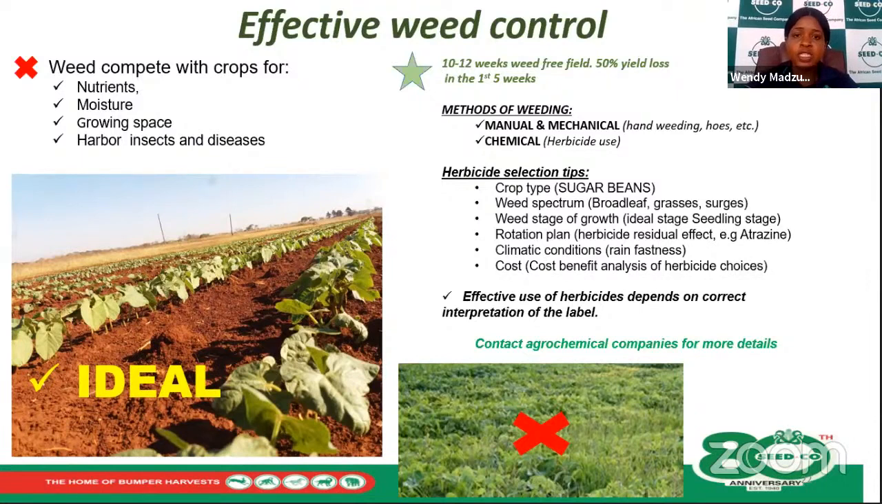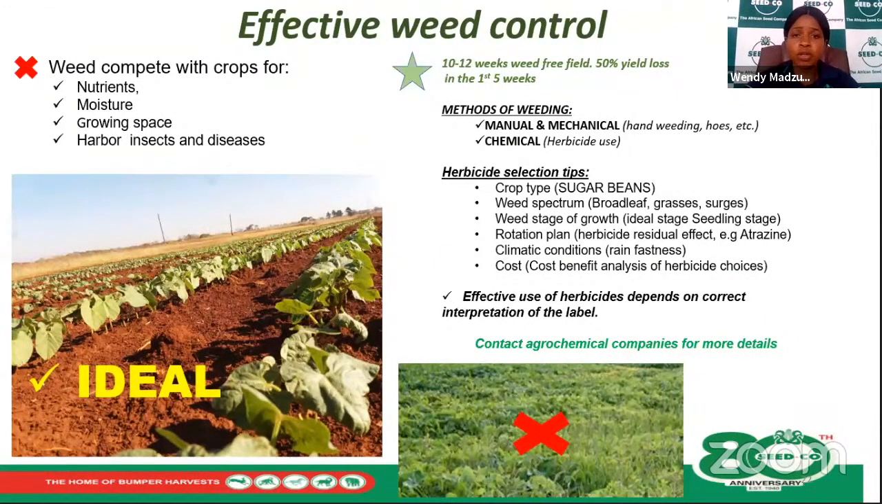For example, using active ingredient names, if you apply metribuzin, a pre-emergent herbicide recommended for broadleaf weeds in soybeans, if you apply it in sugar beans, the whole sugar bean crop will be burnt. If you apply Classic, a post-emergent herbicide recommended for soybean broadleaf weed control, if you apply it in sugar bean, the whole sugar bean crop will be burnt down. So you really need to pick your herbicide wisely based on the crop that you're going to establish.